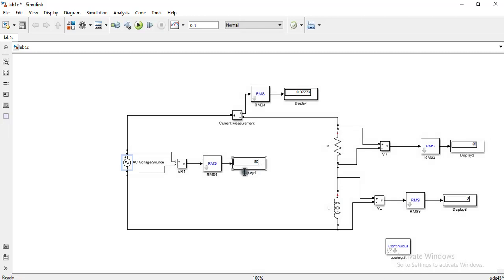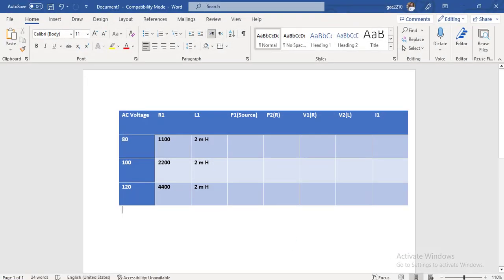Yes, so this is giving me exactly 80 volts RMS as the input. And now what is the current? Current is 0.07. And the RMS voltage across the resistor is the case where all the voltages are being dropped. So 80 volts here and almost 0 volts at the inductor. So we will fill our first table.